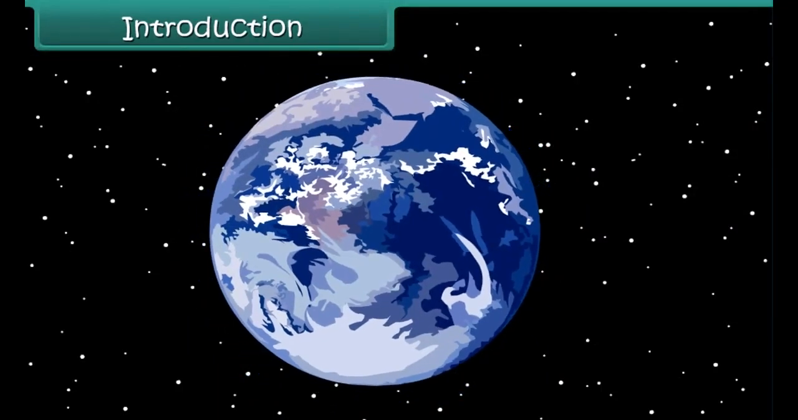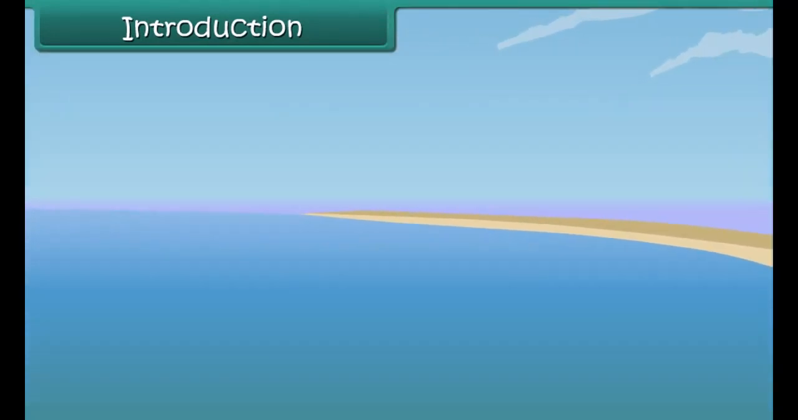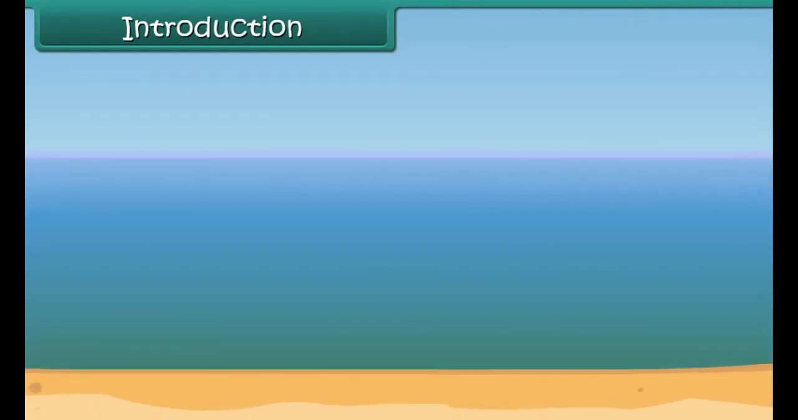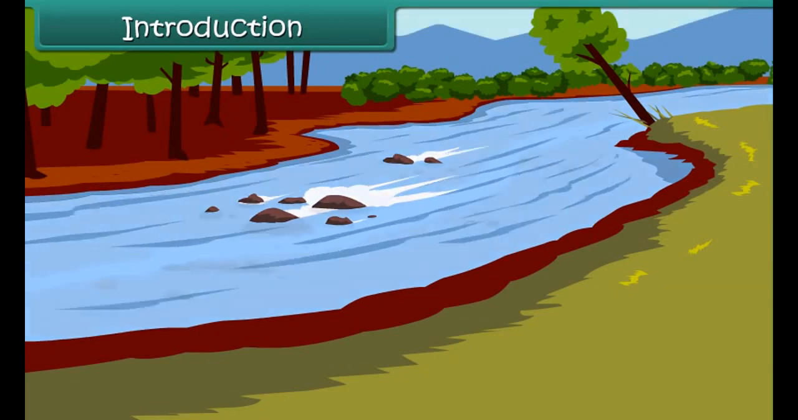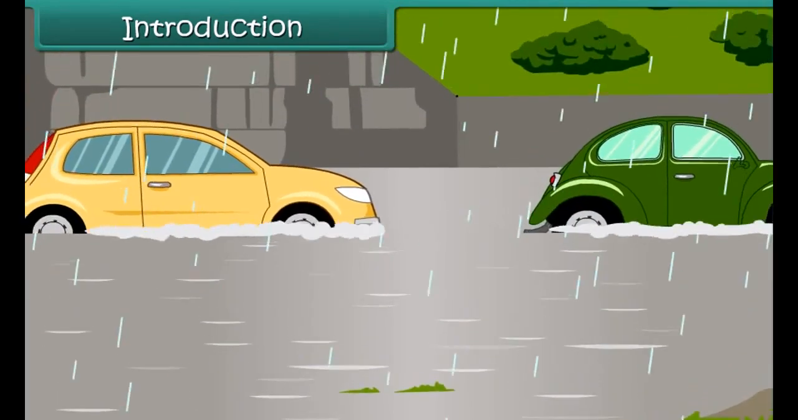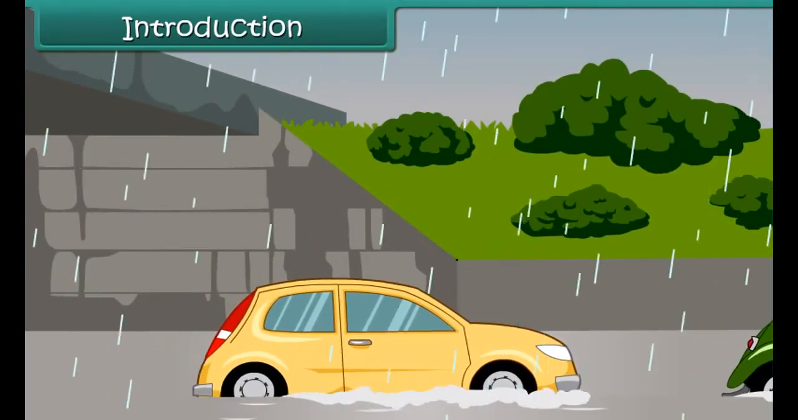Earth is known as the blue planet because of the abundance of water on its surface. In fact, 70% of Earth's surface is covered by water. However, in summer, everyone talks of shortage of water. Strange, isn't it? What is even more strange is that a couple of months later, during monsoon, we talk of floods.